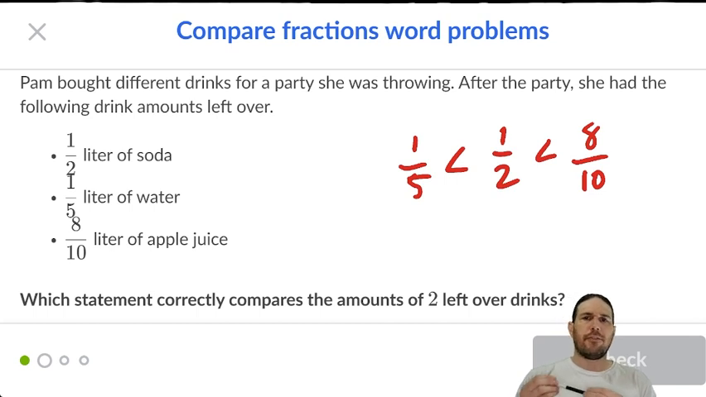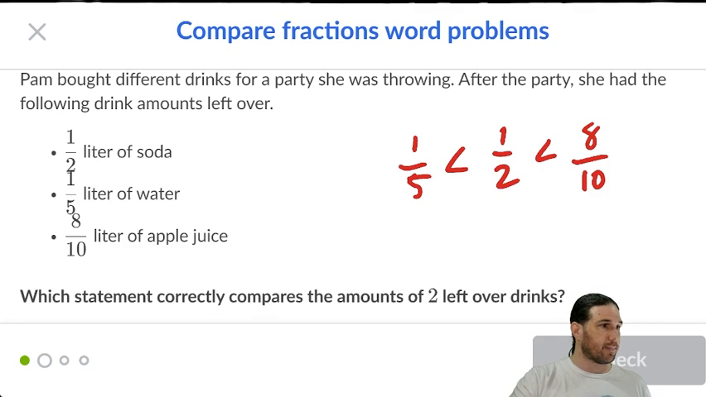See if you can figure this out with me. If I instead cut a circle into tenths and shaded half of it, that would be 5/10, which is less than 8/10. So let's see what the problem's actually asking.